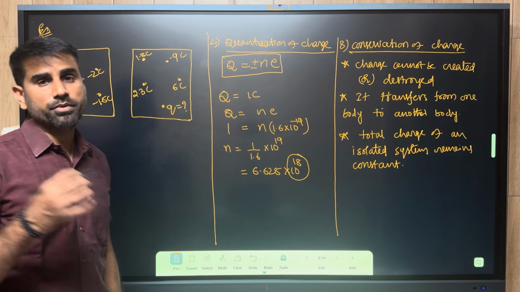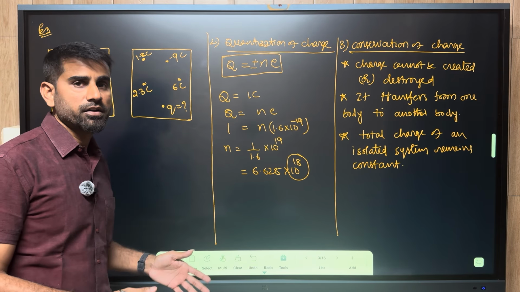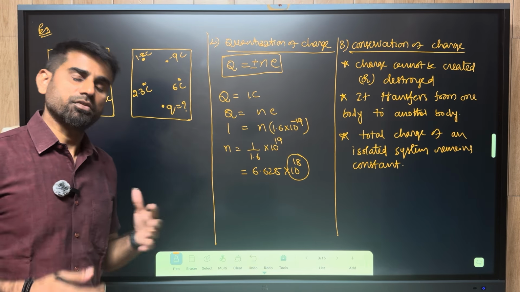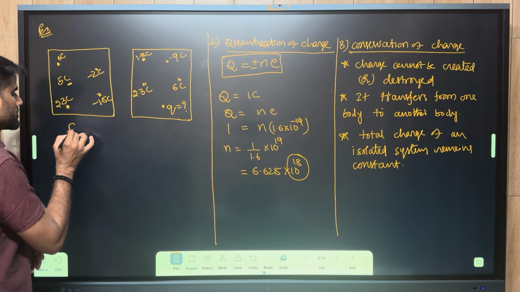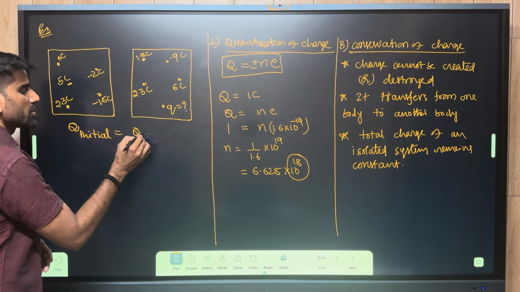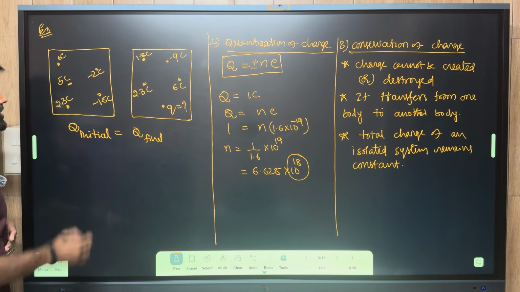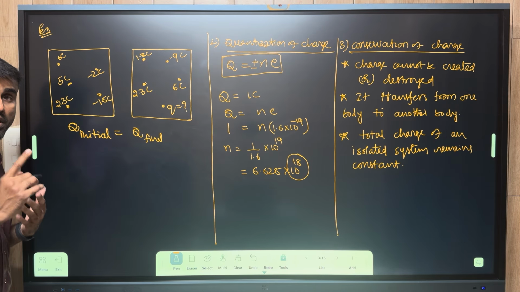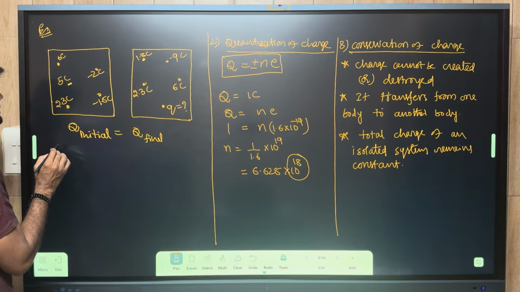Charges neither escaped from the system nor were added into the system. So whatever charge was there initially, the same amount of charge should also be there at the end, after some activity. So according to conservation of charge, total charge initial is equal to total charge final. Charge is a scalar quantity; you can add them algebraically. You don't need to consider their direction.